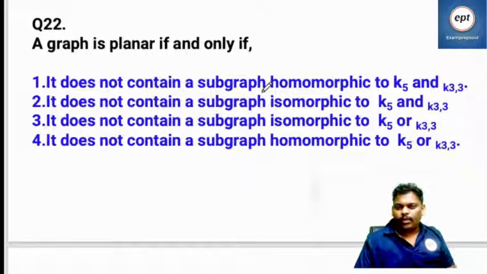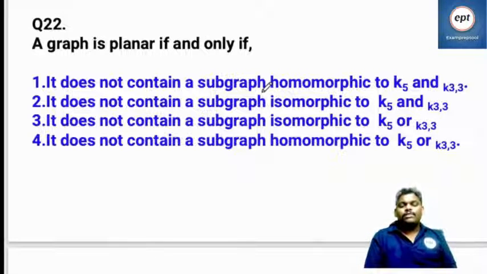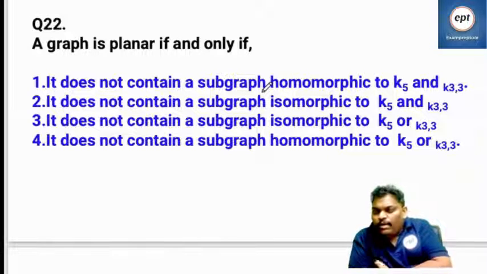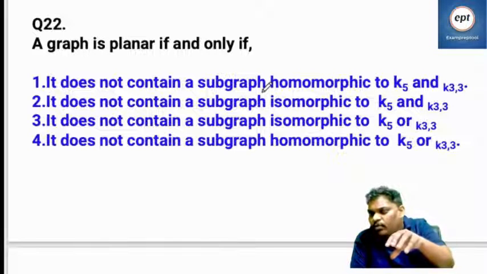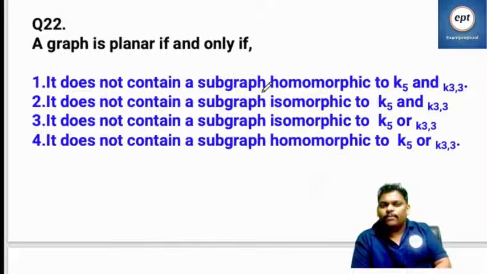Can anyone help me? What is the answer to this problem? A graph is a planar graph if and only if it does not contain a subgraph homomorphic to K5 and K33. Which option? Will you take homomorphic or isomorphic? Need not be exactly K5. Homomorphic to K5 is better.